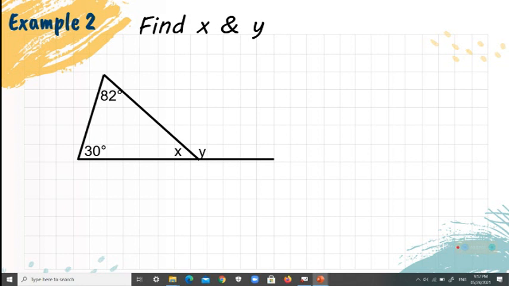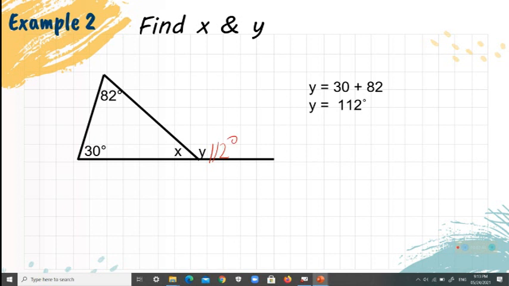Find x and y. Okay. So, what are we going to find first? Okay, so it is helpful if you are going to find first the variable y, the exterior angle, because we have the definition that the sum of the two remote interior angles is equal to the exterior angle. So, that's why we have to add 30 and 82. So, you will obtain the value of y, which is 112 degrees. Okay? So, again, this is 112 degrees.